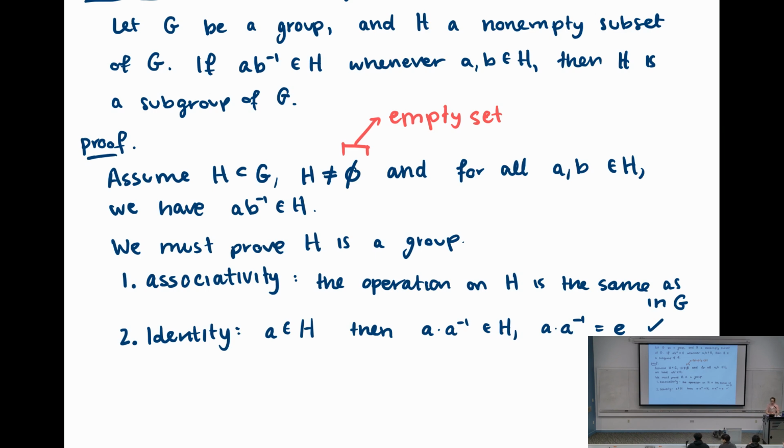The assumption that we made about H was that for any A and B in H, then AB inverse is in H, right? So I'm just taking A and A to be the two things. Okay, other questions?